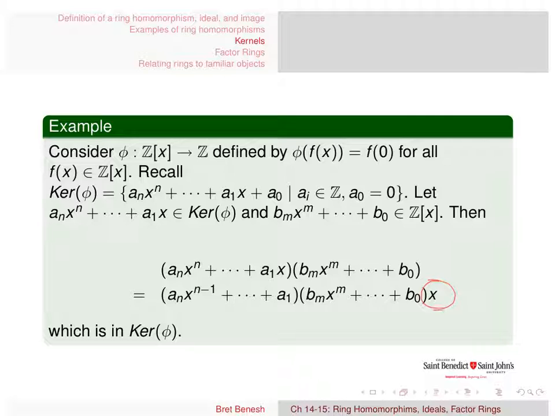So there is no constant term because the constant term would be a1 b0, but then I multiply by x. So the smallest degree term is going to be a1 b0 times x. And that's in the kernel because the kernel says that the constant term has to be 0. Thanks, we're done.